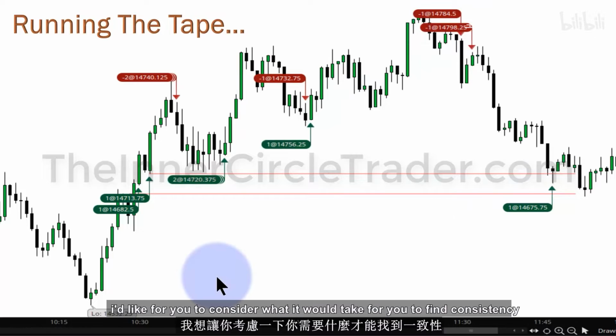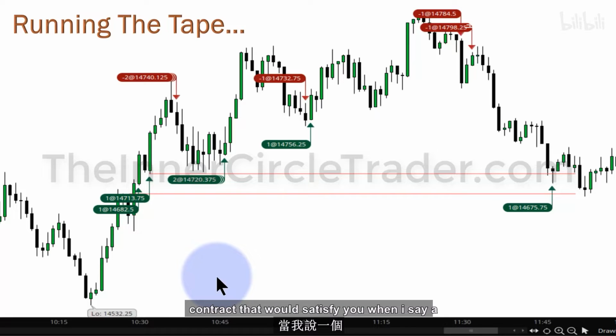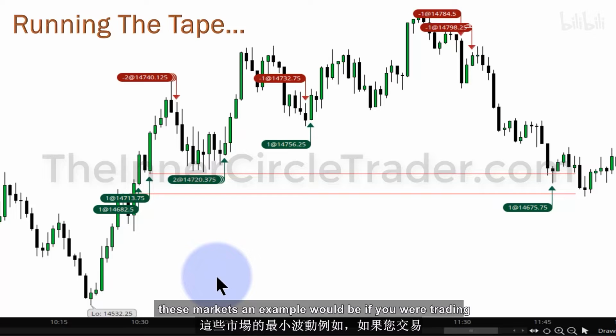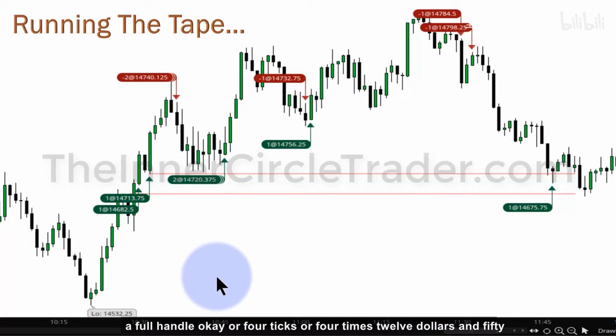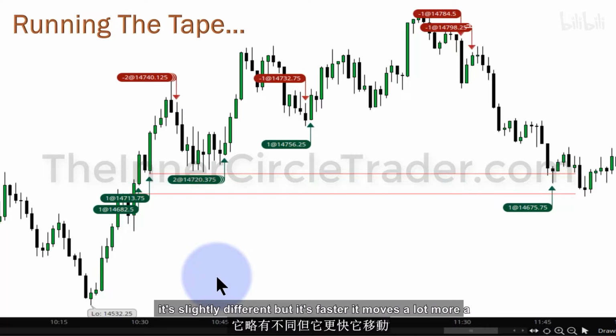Okay, I'd like for you to consider what it would take for you to find consistency and how many handles, how many full handle moves in an index futures contract would satisfy you. And when I say a handle, that's essentially 4 ticks, the minimum fluctuation in these markets. An example would be if you were trading the E-mini S&P, trading obviously the 4450 level, and you went long. If it went to 4451, that's a full handle, okay, or 4 ticks, or 4 times $12.50, or $50 per handle. The NASDAQ is $20 per handle. So it's slightly different.